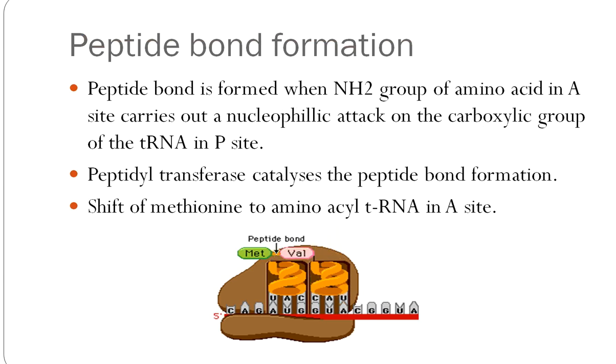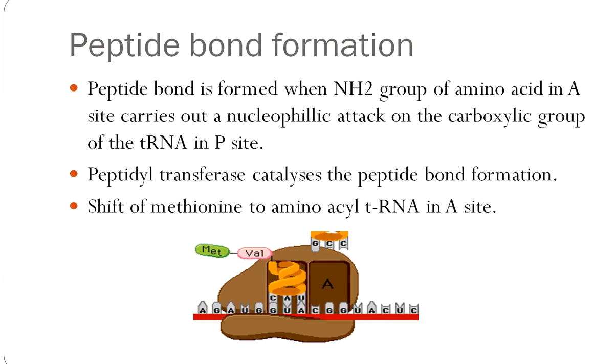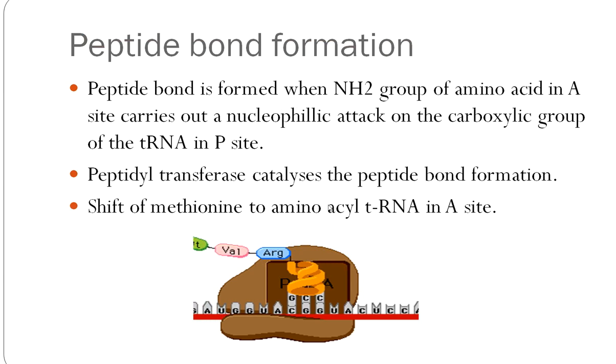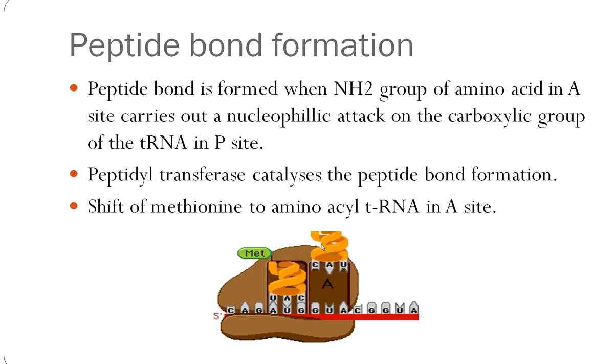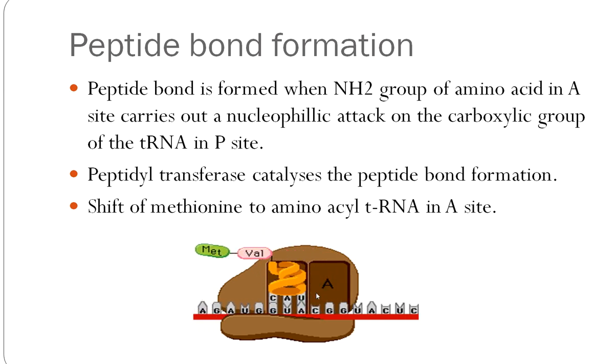Peptide bond is formed when the NH2 group of the amino acid in the A site carries out a nucleophilic attack on the carboxyl group of the tRNA in the P site. So peptidyl transferase catalyzes the peptide bond formation, and the peptide bond is formed here, with a shift of methionine to the aminoacyl tRNA in the A site.